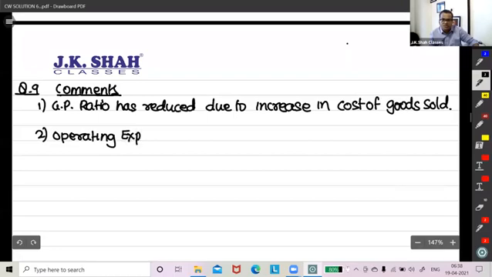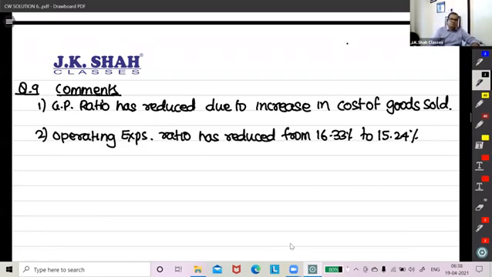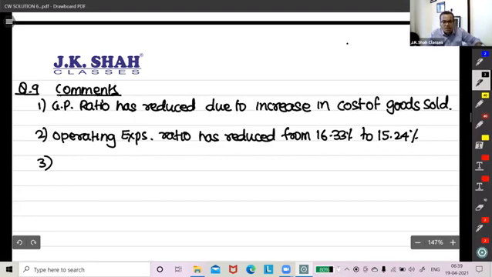Operating expense ratio has reduced from 16.34% to 15.24%. Okay. Let's write the third one.